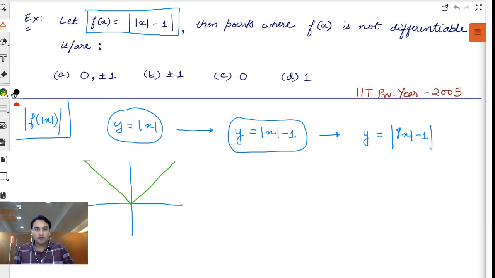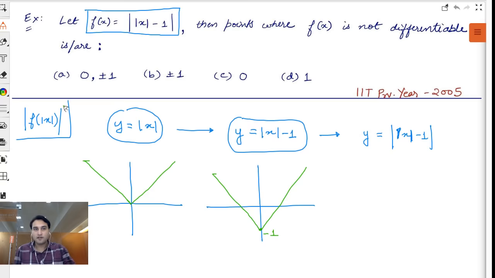Y equal to mod x. Now y equal to mod x minus 1. Earlier I told you, if you add something to the function, the graph goes up by that number of units. If you subtract something from the function, the graph will go down by how many units? By 1 unit. So now the mod x graph will come down by 1 unit. Okay? So it will actually look like this. So this is minus 1. So this is the graph of mod x minus 1.